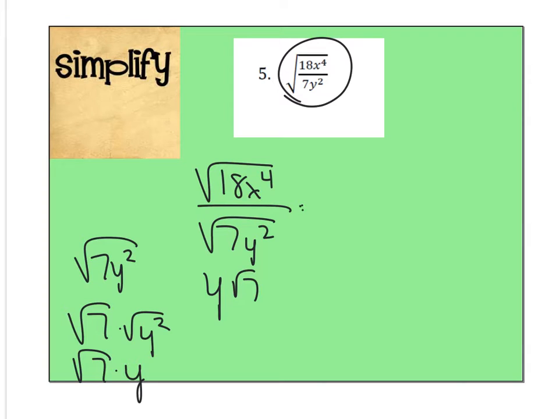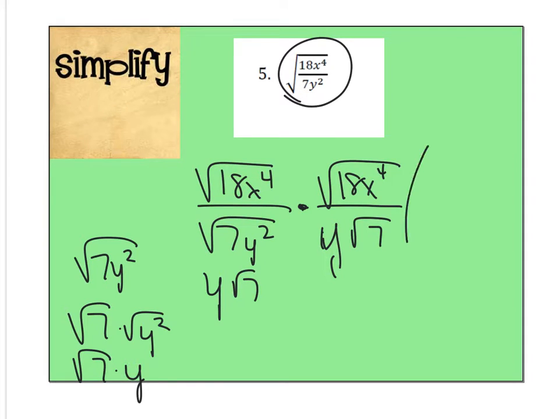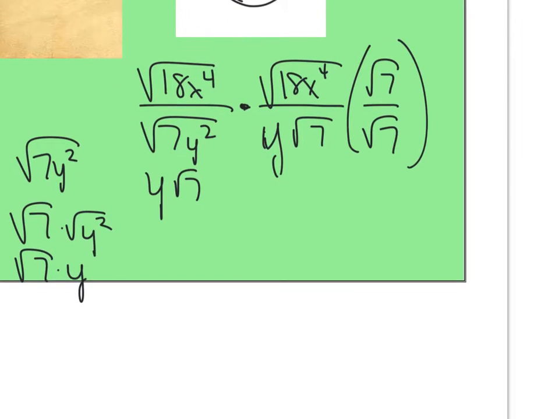All right, so now to rationalize that denominator, I don't need to multiply by the y. I multiply by square root of 7. So now I get square root of 7 times 18x to the 4th. So that gives me 126x to the 4th all over y.